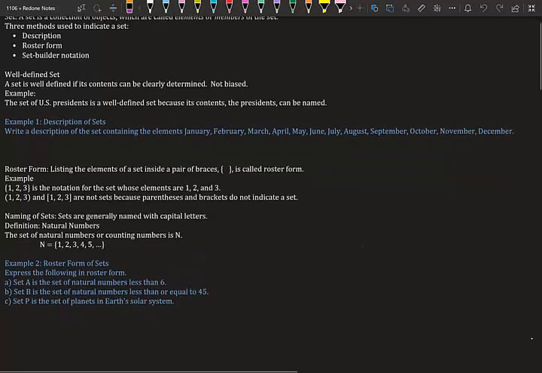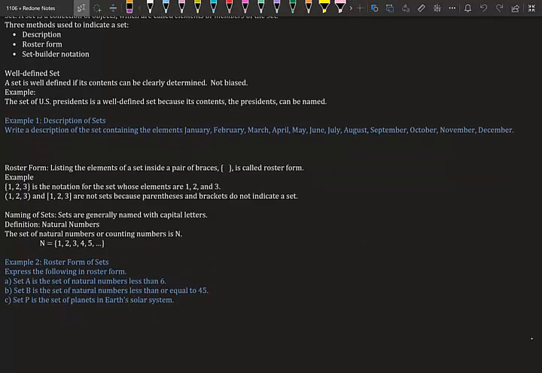Description of sets. We're going to write a description of the set containing the elements January, February, March, April, May, June, July, August, September, October, November, December. If we think about what those are, those are months of the year. So that is actually the answer. If we want to use description, meaning using words to describe what's happening here, January, February, and so on, those are months of the year. So the set is months of the year.